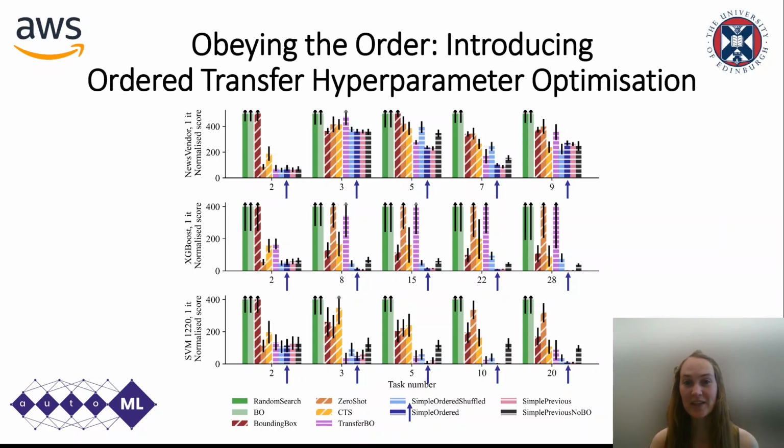The light blue and the black bars are ablations. We also see that simple ordered and simple previous do very similarly, which is good because it shows that the ordered approach is robust to exactly how we choose to exploit the ordering.